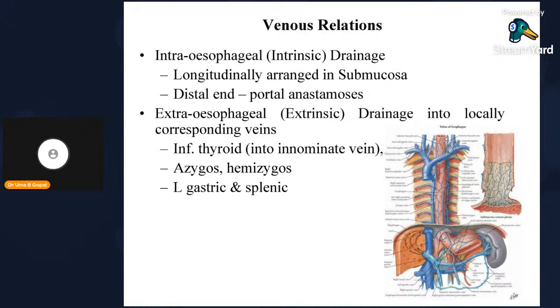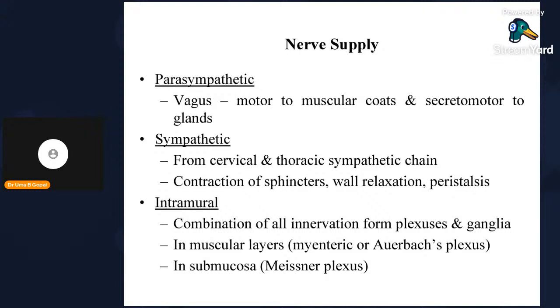In the region of the stomach, you can see here the cardiac orifice of the stomach, the esophagus opening into the stomach. This is the fundus of the stomach, and this is the celiac trunk which is supplying the abdominal part of the esophagus, with the left gastric and splenic veins draining the venous blood. Now the parasympathetic supply is from the vagus, motor to the muscular coat and secretomotor to the glands, which secrete exocrine secretion and lubricate the passage of the esophagus.